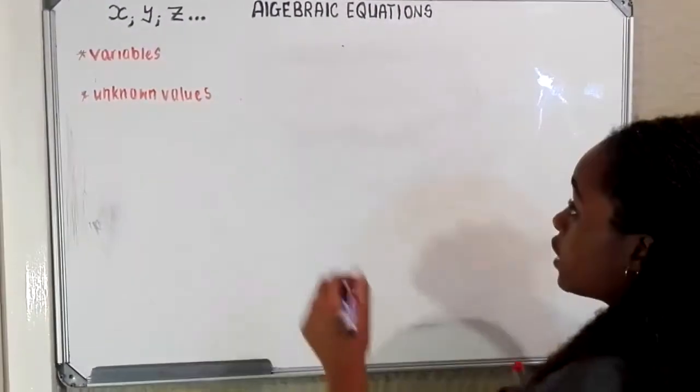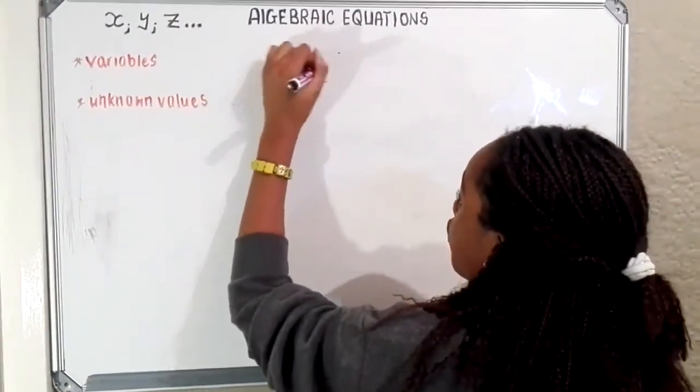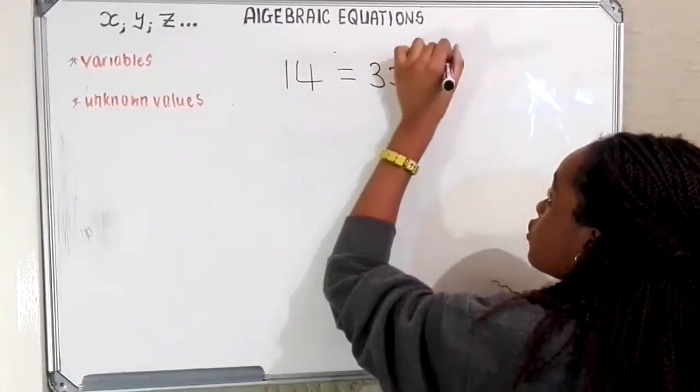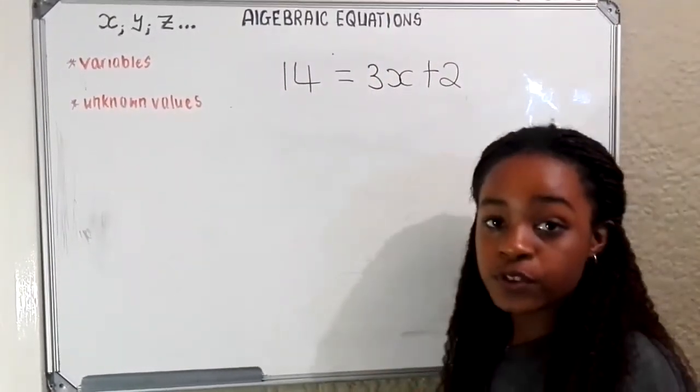Okay, thank you. Here's another example. So we have 14 is equal to 3x plus 2. So this is a simple one. Feel free to pause the video and try this on your own.